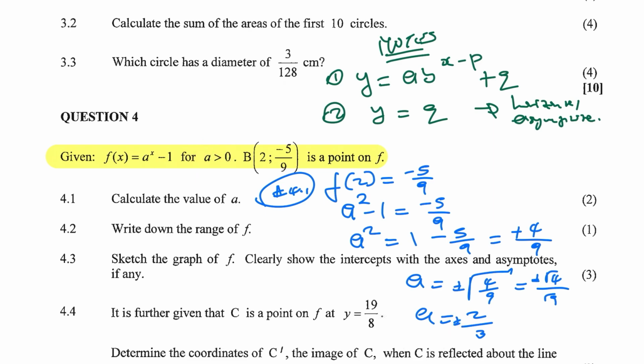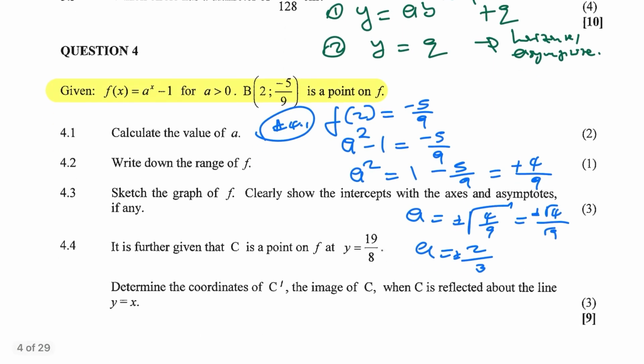Your answer is not just plus or minus. Your a is positive, so you're going to be positive 2 over 3. And that's your a. Make sense? How you get marks here is just easy. You get a mark for your answer, and you get a mark really just for substituting that. Okay, 4.2.